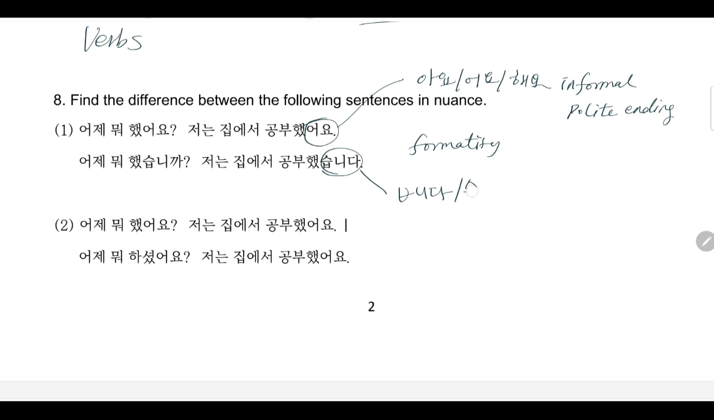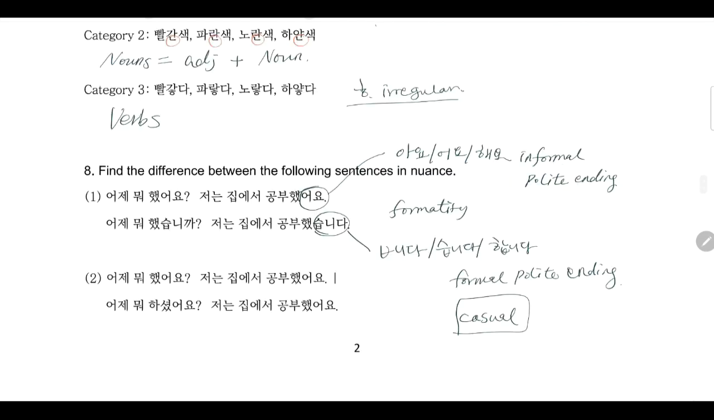습니다, 합니다. These are what? Formal, polite sentence ending. Here's an important question. Does formal sentence ending make you sound polite? The answer is no. Formal sentence ending makes you sound formal, not more polite. To be polite, what do you need? Honorific form. Number 2. 어제 뭐 했어요? 저는 집에서 공부했어요.